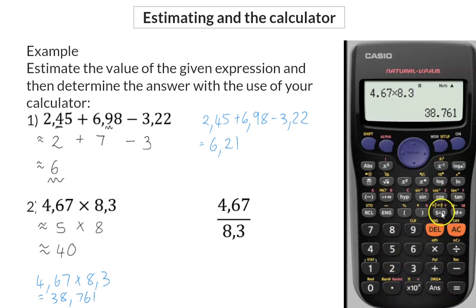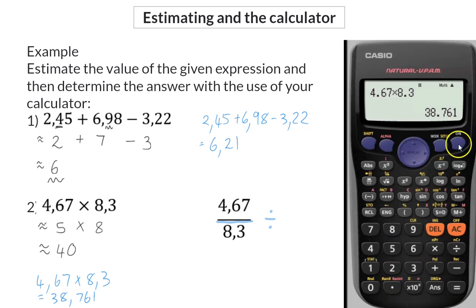Similarly, we could also determine the division of these two values. This can be indicated either with a long division line or a division sign. So to divide, I'm going to start off with 4,67 and divide this by 8,3, and the calculator will give me a common fraction, which I can change to a decimal using the SD button, and round it. My final answer will be 0,56.